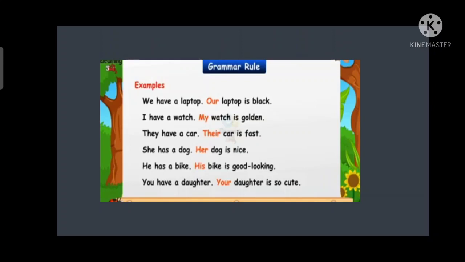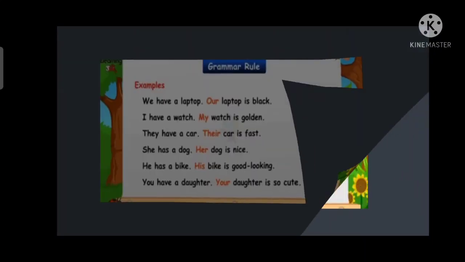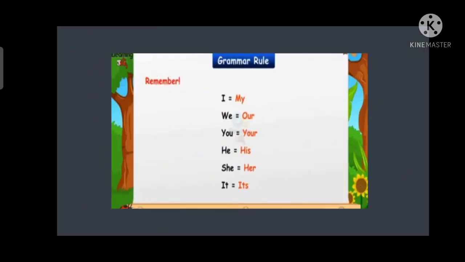Now here, students, you can see the highlighted words: our, my, their, her, his, your. These words are possessive, okay? It means when you change a pronoun into a possessive, I becomes my, we becomes our, you becomes your, he becomes his, she becomes her, it becomes its. So these are the possessive words that are used in the possessive pronoun.